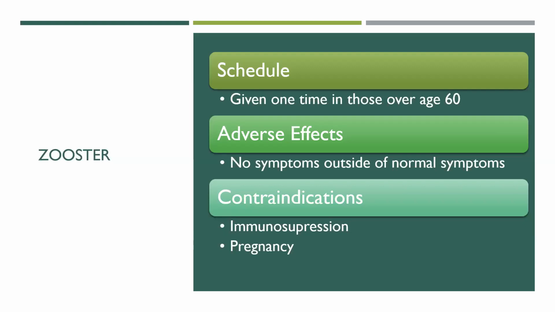Then lastly, we have our Zoster. This is given 1 time for those over the age of 60. There's no typical adverse effects or side effects outside of the normal symptoms of a vaccine, and it is contraindicated in those that are pregnant or have immunosuppression. And that wraps up our Pharm Mini on immunizations.